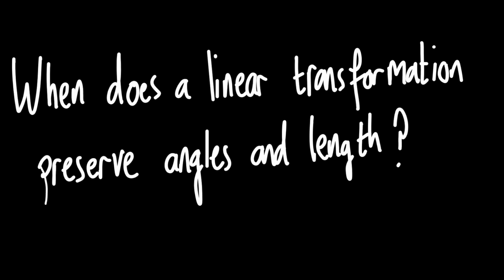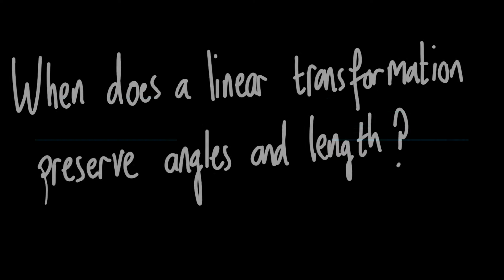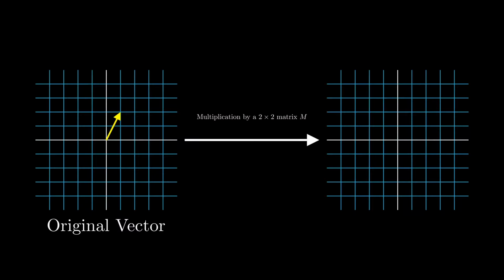When does a linear transformation preserve angles and length? So given any vector in the plane, we can multiply this vector by a 2 by 2 matrix, and this will give us another vector. This transforms vectors into vectors, and we call this kind of thing a linear transformation.